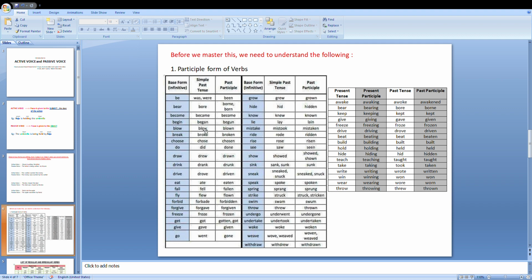Now, if you look at these two tables that are flashing on your screens right now, let's take two examples from this first table.